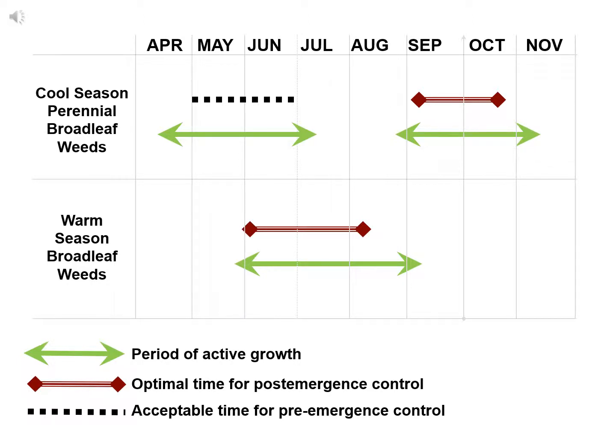The dotted line in black represents an acceptable time for pre-emergence controls of perennial broadleaf weeds, which have more difficult to predict emergence patterns.